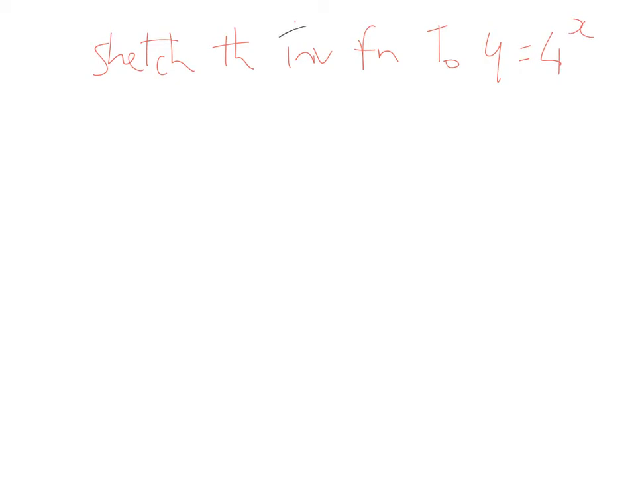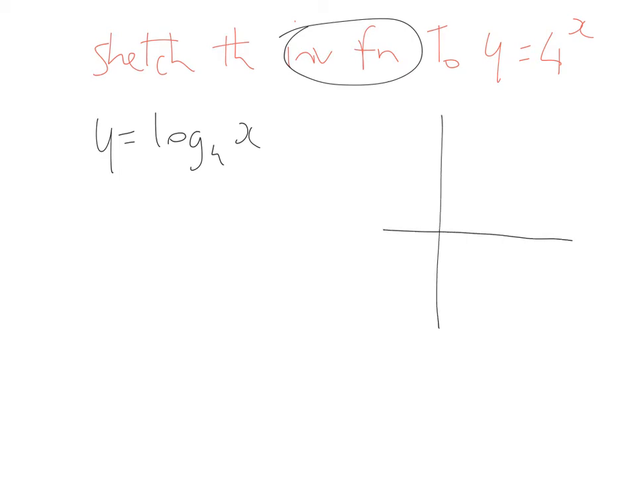Now the inverse function to y equals 4 to the power x is log to the base 4 of x, and that's the relationship that 4 to the power x has with log to the base 4 of x, that they're inverse functions. 10 to the power x, log to the base 10 of x; a to the power x, log to the base a of x. Now remember that inverse functions have a line of symmetry, which is y equals x. So y equals x is a line with gradient 1 and a y-intercept of 0.